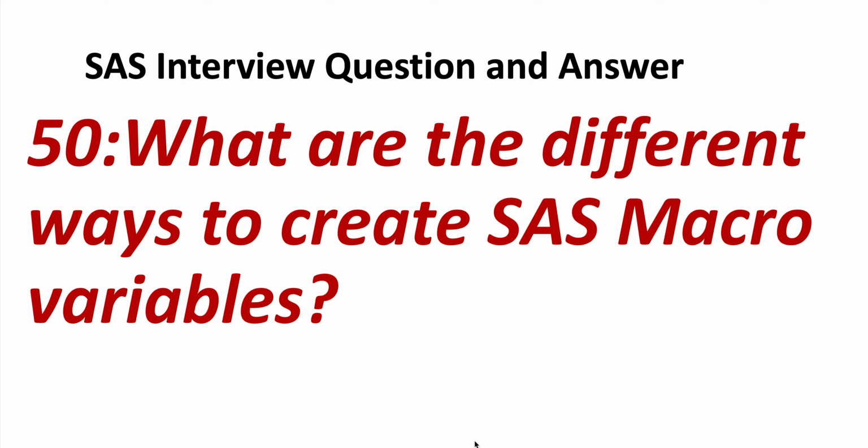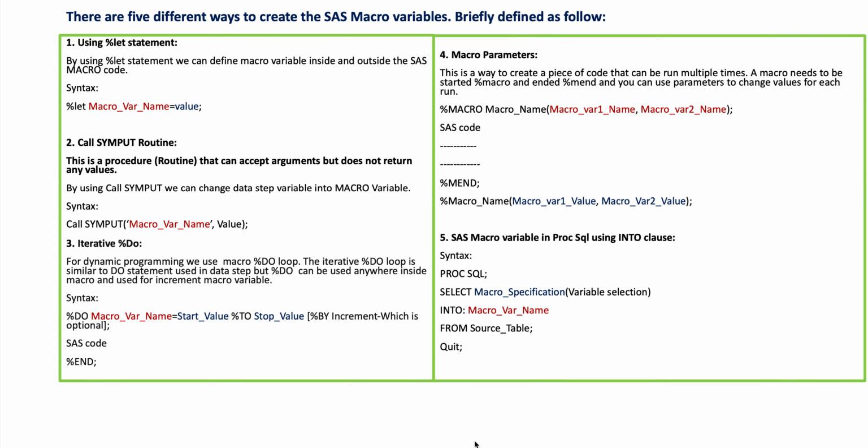SAS Interview Question and Answer, question number 50. What are the different ways to create SAS macro variables? This question is asking about what are the different ways we can create SAS macro variable. There are 5 different ways to create the SAS macro variables, briefly defined as follows.